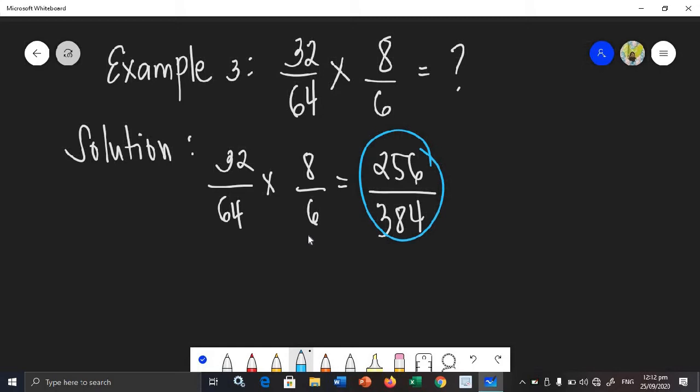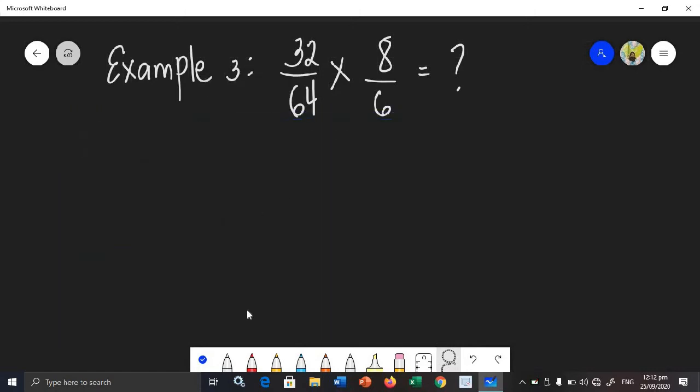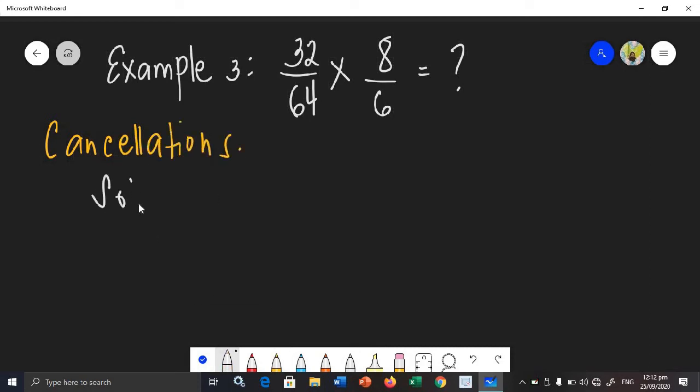Tapos, you know how to get the GCF by listing the factors lang. Hindi nyo naman to malalaman agad yung GCF by just looking at them or mentally, di ba? Kasi they are very big numbers. Kaya, we need the cancellation method in solving this kind of problem. So, applying the cancellation method, this will be your solution.